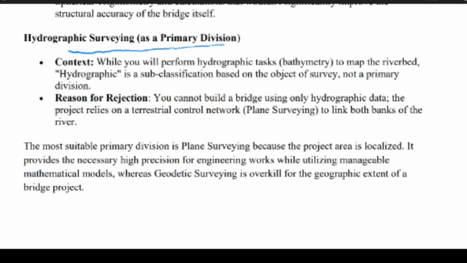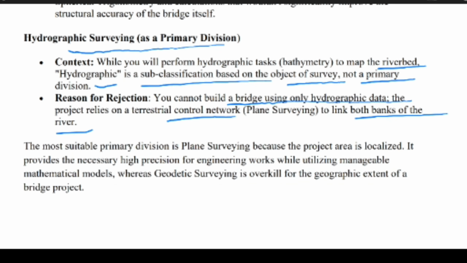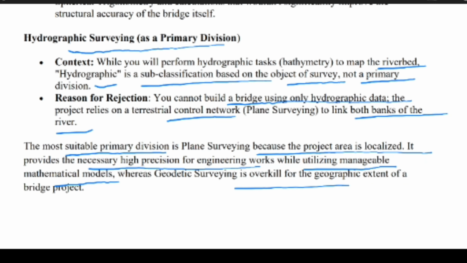Coming to hydrographic surveying: in hydrographic surveying we can take the river bed, but hydrographic data is not obtained by the primary divisions of surveying. Why is it rejected? We cannot build a bridge by using hydrographic data. We need terrestrial networks on both banks of the river. That's why we are using only plane surveying. It is the primary division, and plane surveying suits the localized project area because it uses high precision instruments and manageable mathematical models, while geodetic surveying would be overkill.